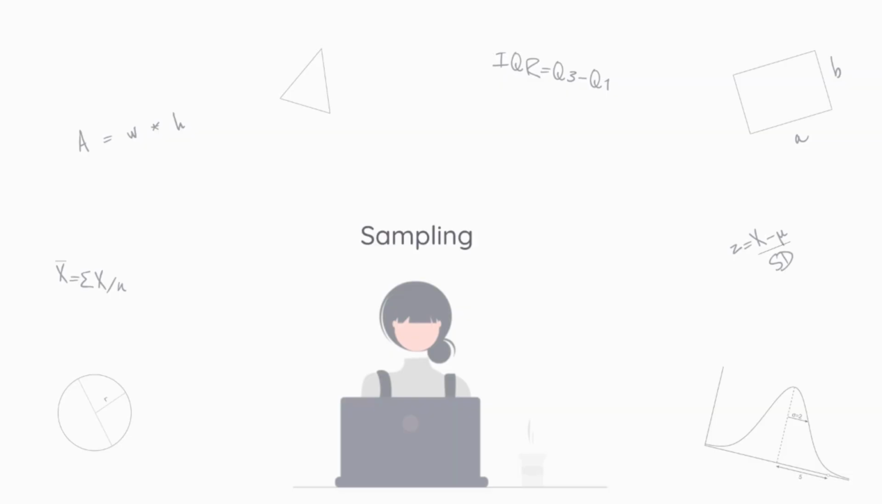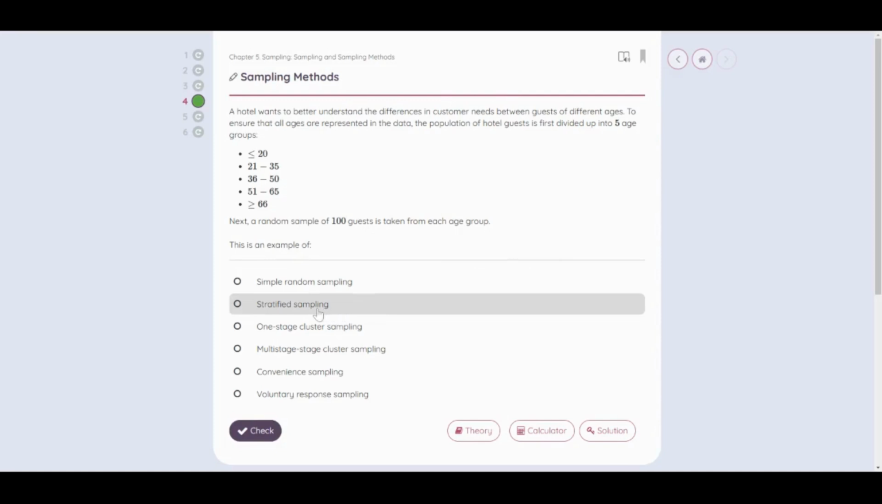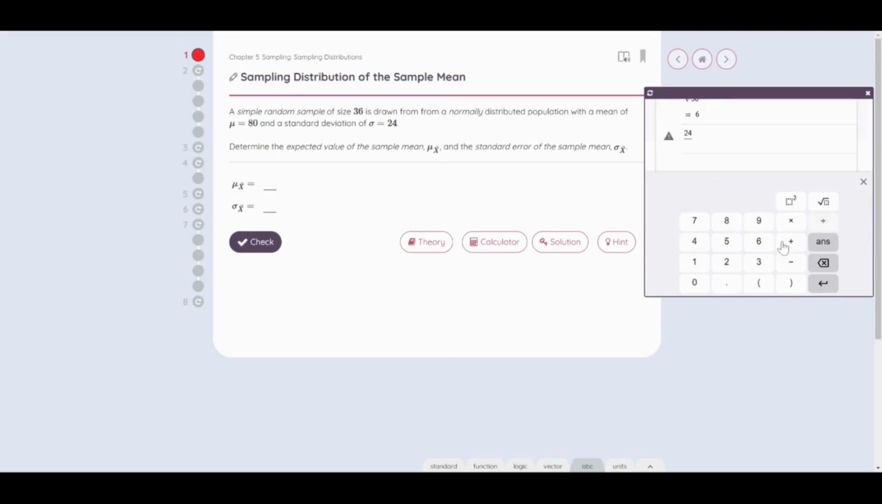The course then moves into sampling, explaining different sampling methods, among them 2 commonly used sampling methods that produce biased samples: voluntary response sampling and convenience sampling. Then we go into probability distributions of sample statistics, such as the sampling distribution of the mean.